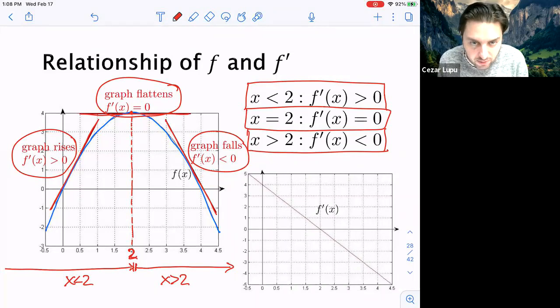When x is less than 2, it is increasing, right? And when x is greater than 2, it is decreasing. So when the graph rises, the function should be increasing. So in our case, the derivative is positive when the graph rises. And when the graph falls, the function is decreasing. So this means that when the graph falls, the function is decreasing. Okay, that's great.